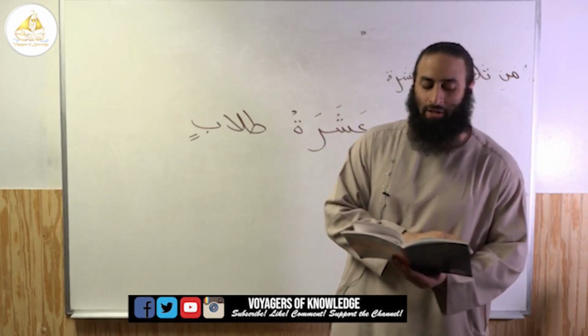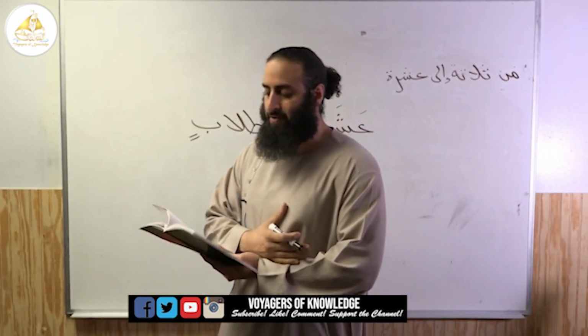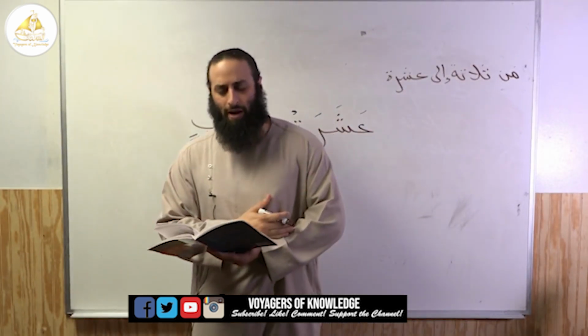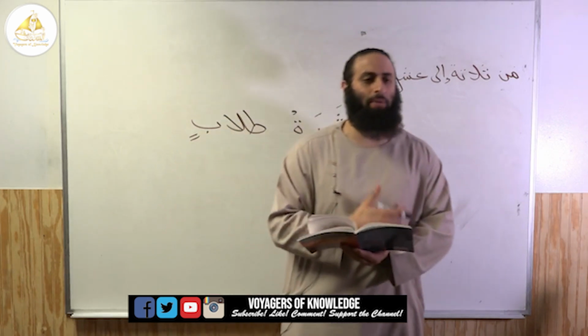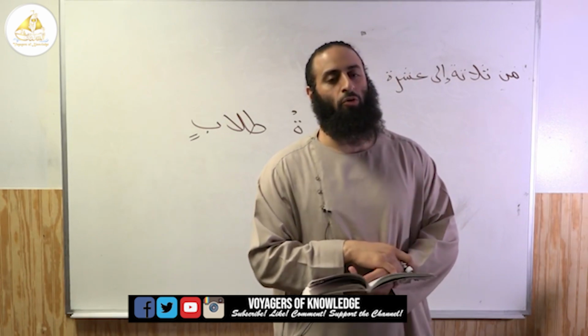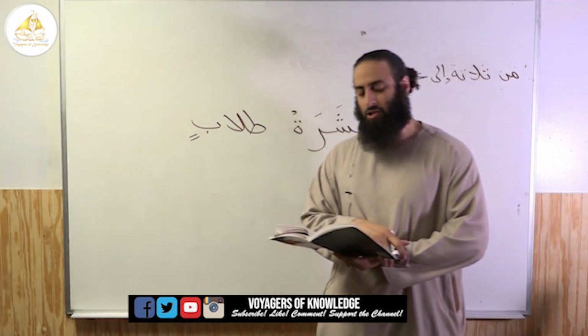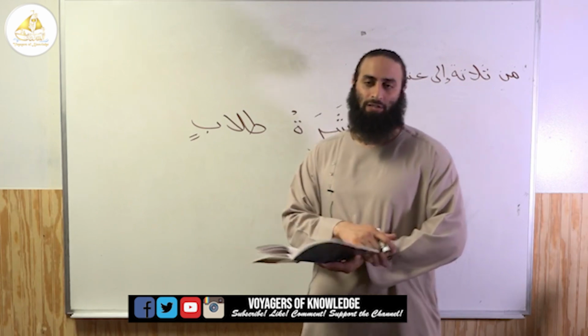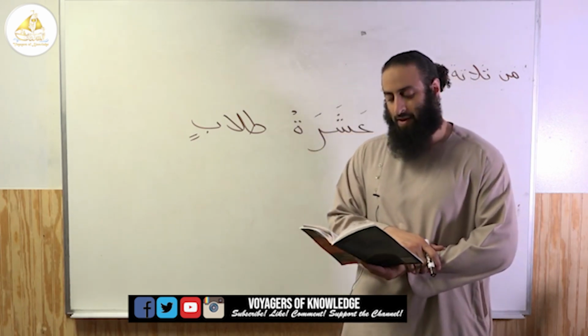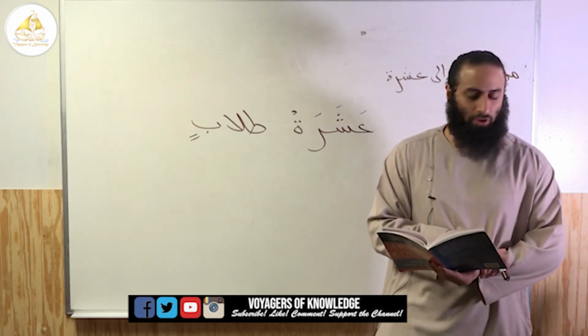كم قميصا عندك يا إبراهيم؟ How many qamis do you have with you, O Ibrahim? How many do you have, Ibrahim? عندي أربعة قمصان. Right? عندي 4 قمصان with a فتحة because ممنوع من الصرف. I have 4 what? قميص.